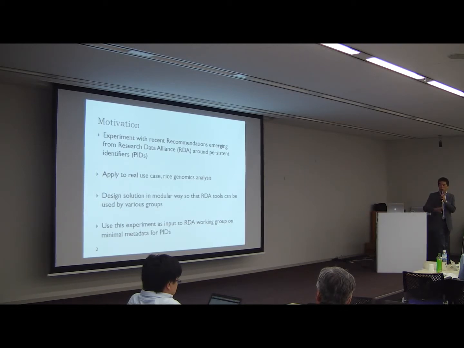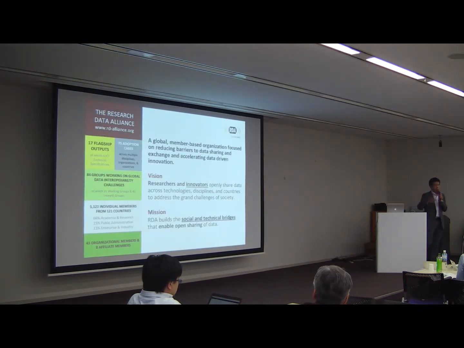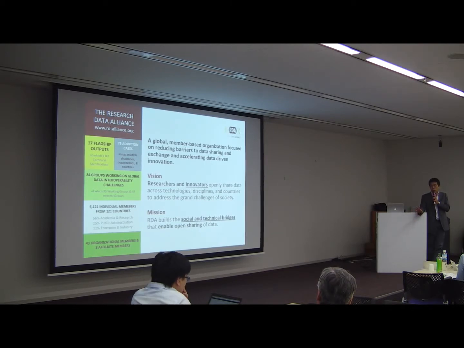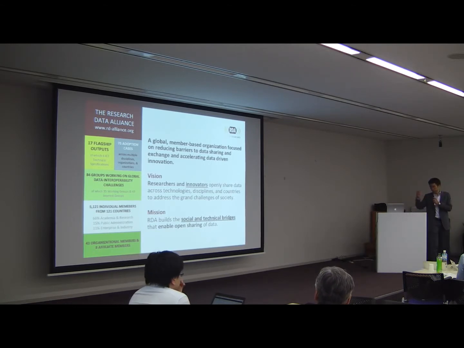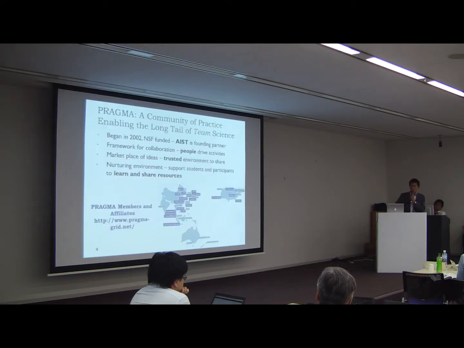And we also wanted to use this as an experiment to provide input back into the RDA, feed it back into the RDA for minimal metadata for persistent identifiers or PIDs. I don't want to spend too much time on this, but this is just the RDA. I'm sure many of you are familiar with RDA. Of course, several of us participate in RDA, and their mission basically is to build the social and technical bridges that enable open sharing of research data. So we want to take one of the outputs from RDA and actually try and push it to the end users, and have the outputs actually used by people.